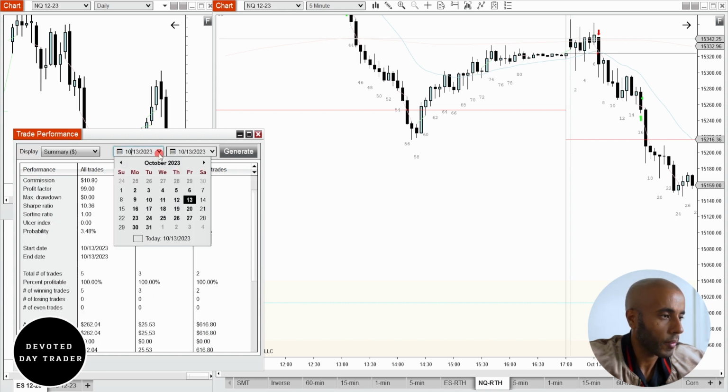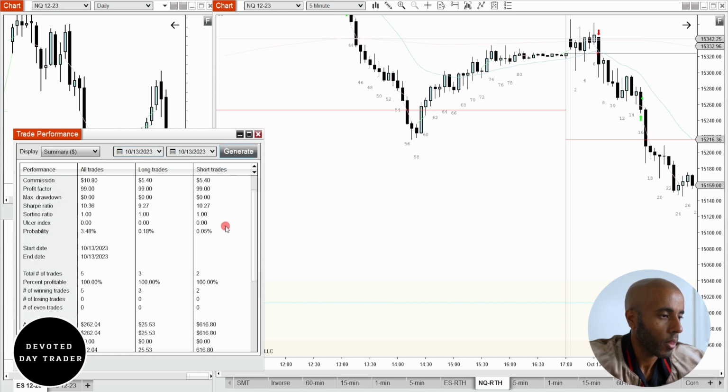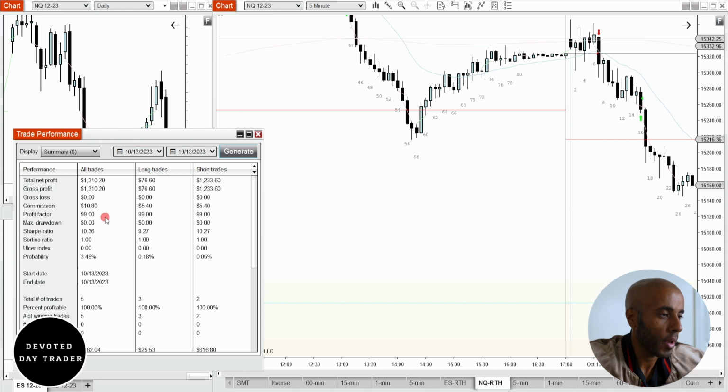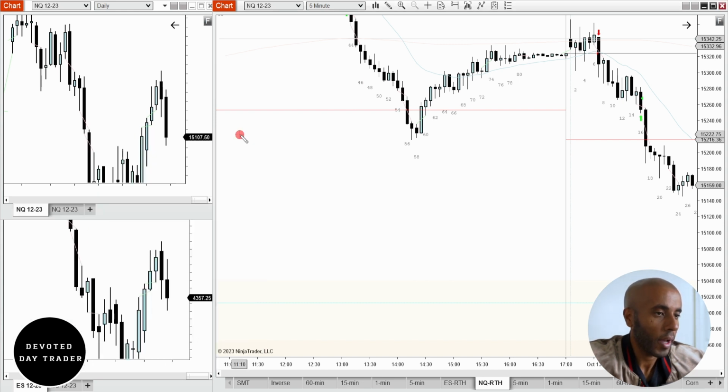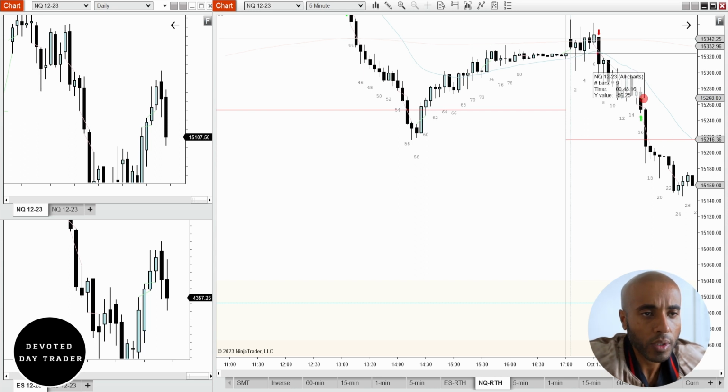show you guys the money. Today's the 13th. So today I placed 5 trades and I made 1,310.20, and I made the bulk of it on this trade. So this was about 60 points from here to right here. We could measure it. 56 points and 25 cents roughly.